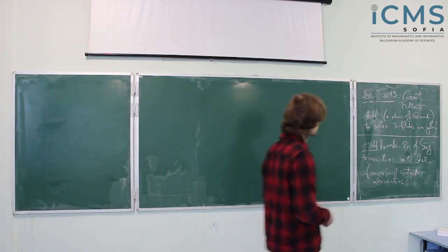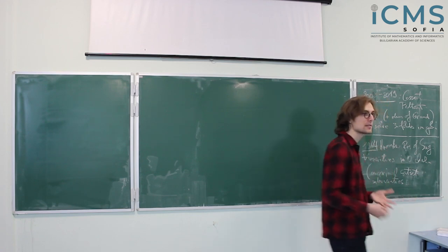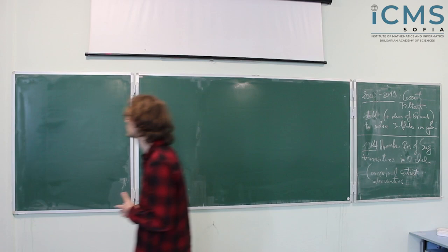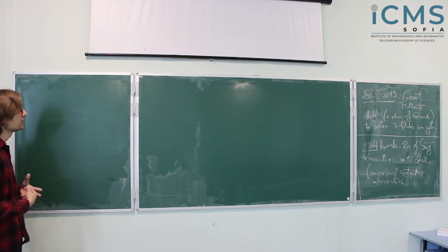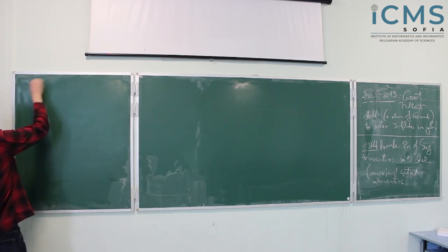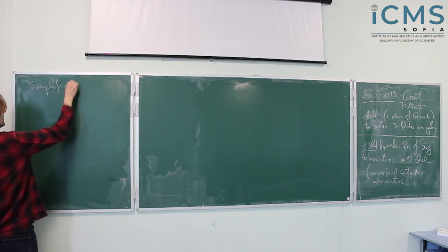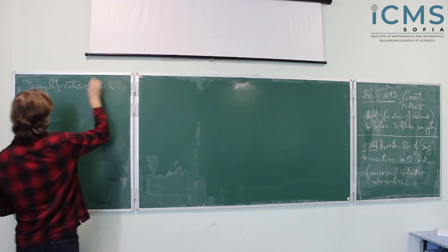Lastly, let's talk about some weakenings of this problem, because the problem was so dense, so difficult, that some people wanted to find simpler proofs. And people actually did find a lot simpler proofs. So: simplifications and weakenings.